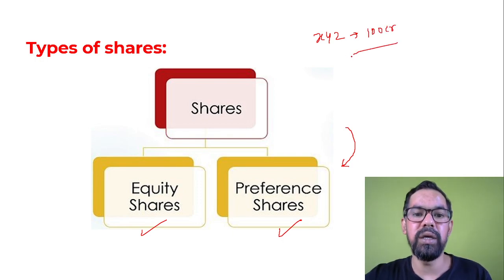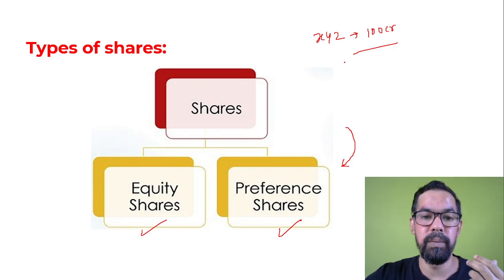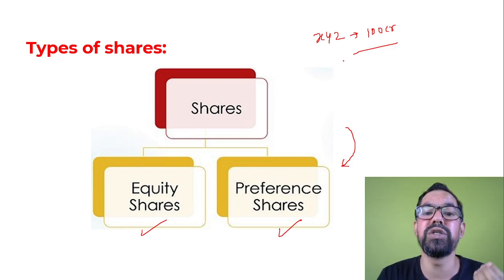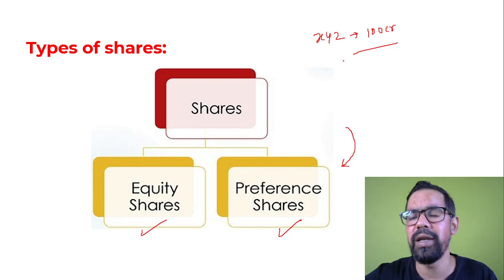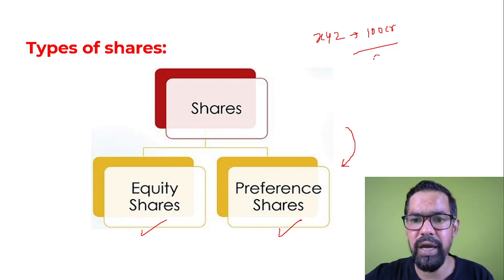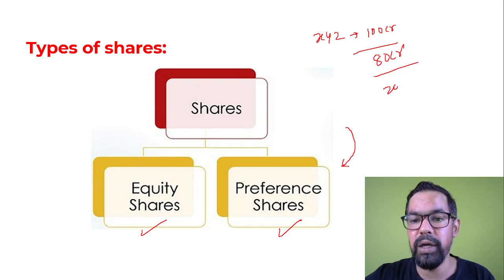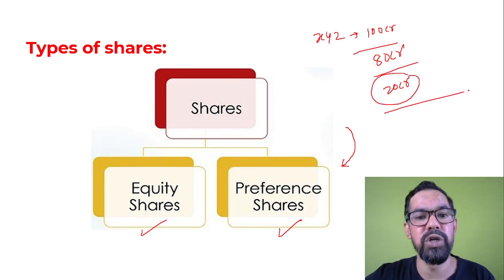So a company will generally reinvest this money, and sometimes they distribute a certain percentage of this earnings. Okay, let's say out of 100 crore rupees, 80 crore rupees they reinvest in the market, and the remaining 20 crore they distribute among shareholders.